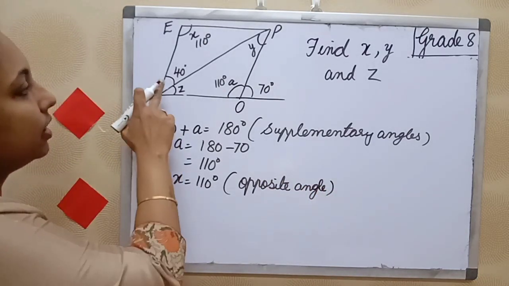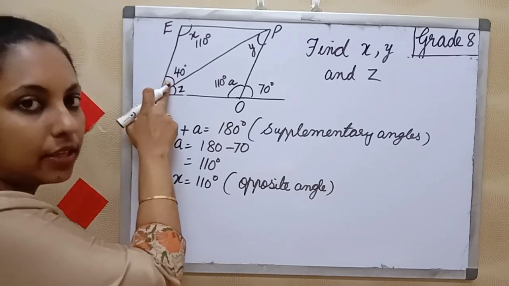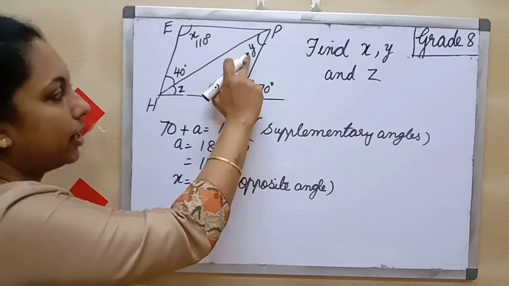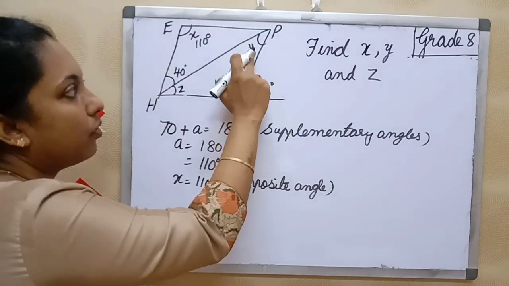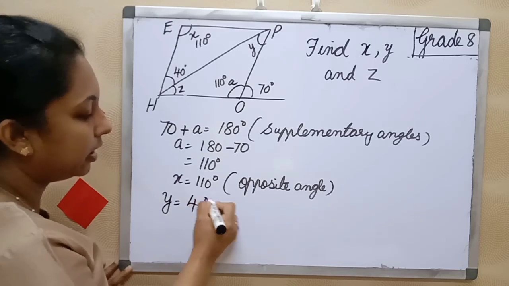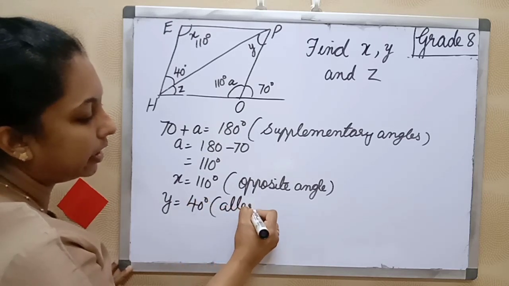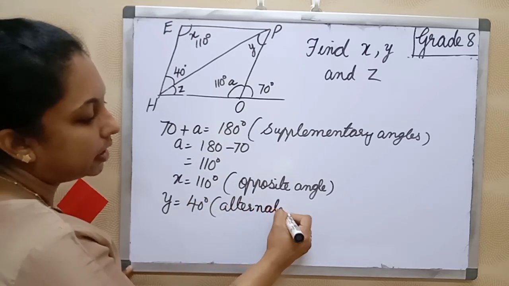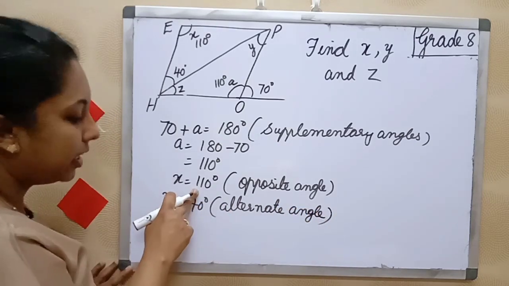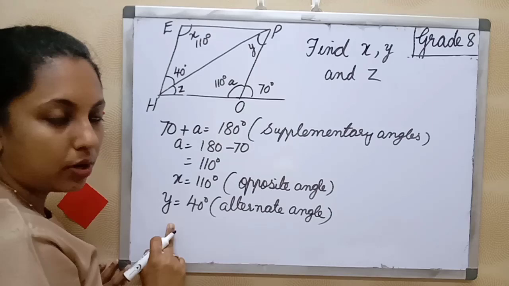Then see, one interior angle is given. So the alternate interior angle is Y only. See here, 40, then Y also 40. Y is equal to 40 degrees. That is the alternate angle. So X we got 110, and Y is equal to 40 degrees.